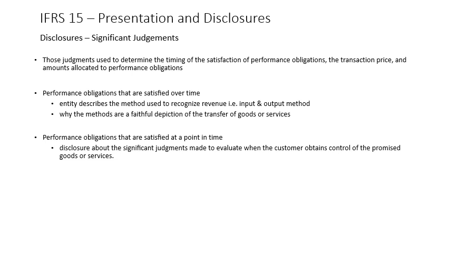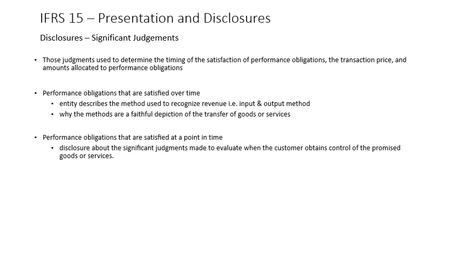Significant judgments when applying the standard. An entity discloses the judgments, and changes in judgments, made in applying the new standard that affect the determination of the amount and timing of revenue recognition. Specifically, those judgments used to determine the timing of the satisfaction of performance obligations, the transaction price, and the amount allocated to performance obligations.